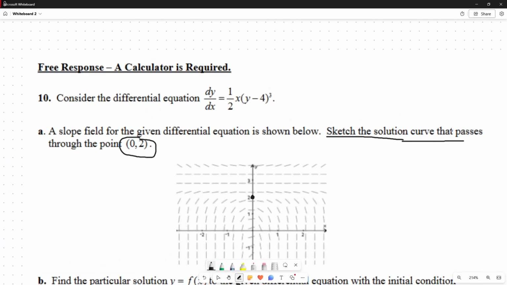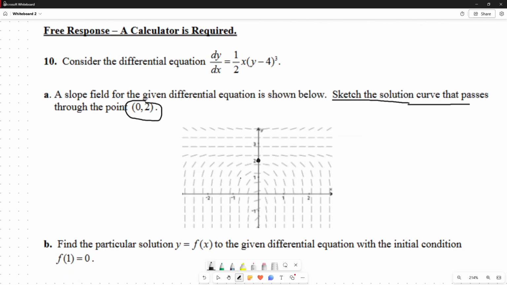And what it means by sketch the solution curve, we're just gonna basically draw a graph based off the current or the flow of these lines. So according to what I see, it's kind of looking something like this.